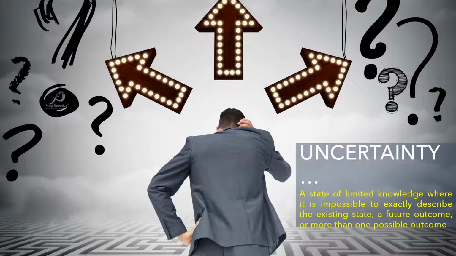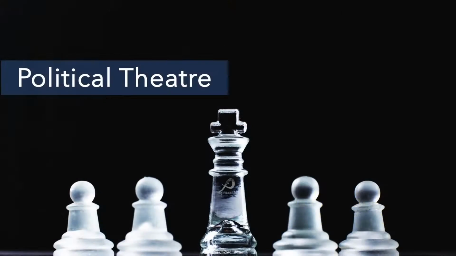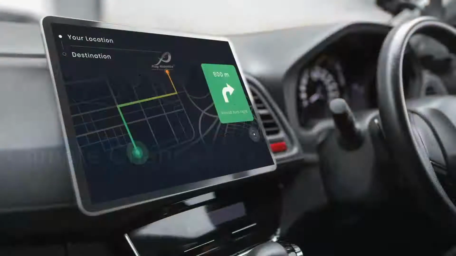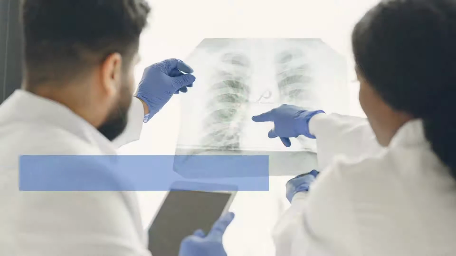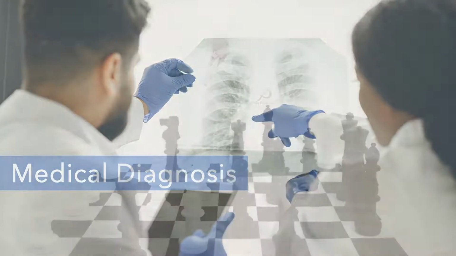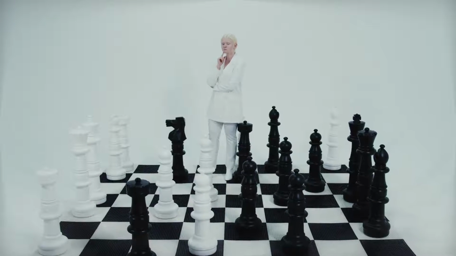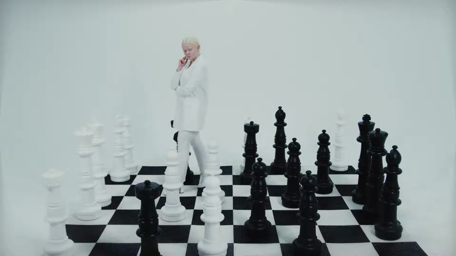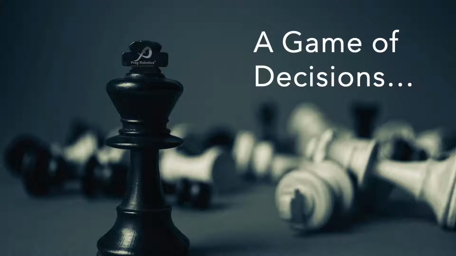Uncertainty: a state with limited knowledge that leads to poor decision-making ability. Let it be politics, global weather, autonomous driving, or medical diagnosis, everywhere we have uncertainty, and it only gets worse when time is added to it. The question is, how can we make the right decision, or a rational decision, amidst this uncertainty?